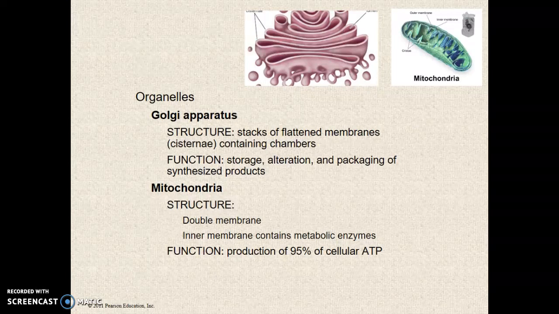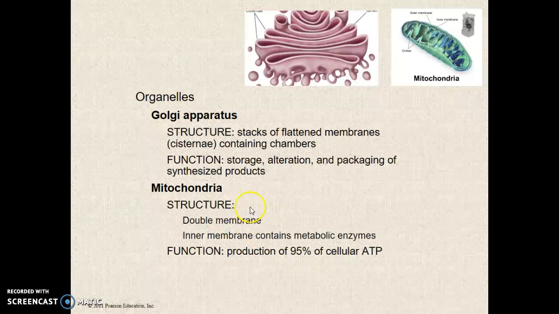An organelle such as the Golgi apparatus is involved in the alteration and packaging of proteins for export, and it looks like flattened pancakes. You'll find it near the cell membrane. Mitochondria has a double membrane system. The outer membrane goes around the outside. The inner membrane folds to form what are called cristae. The mitochondria is often called the powerhouse of the cell because it uses nutrients such as glucose to make ATP.